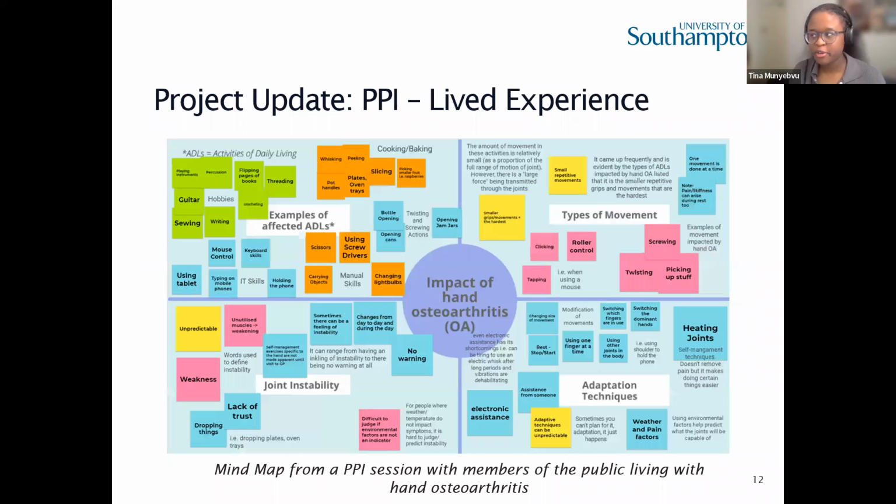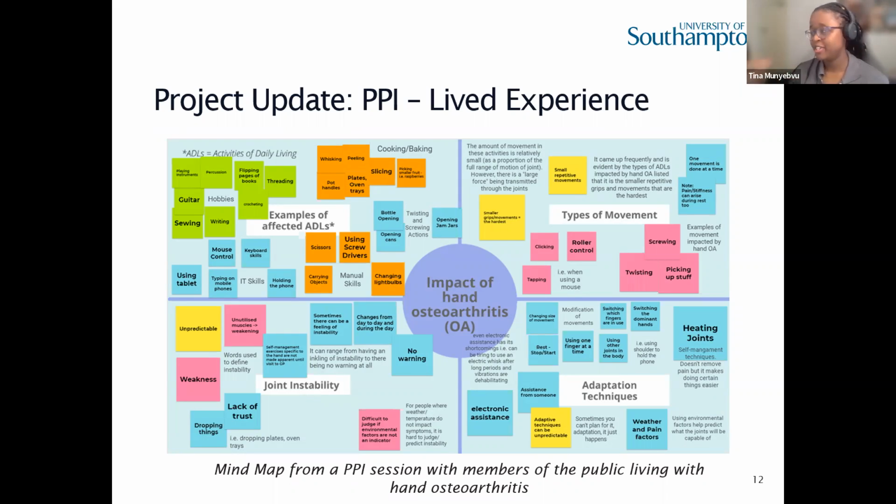So in terms of the progress we've made, the consultation stage has been really, really fun to get involved with. Here is an example of just some of the outcomes from our early PPI work. So we had a few sessions with members of the public of the local OA community, and we came up with lots of different ideas surrounded by lots of different considerations. But here's an example of a Jamboard that we created in an hour.